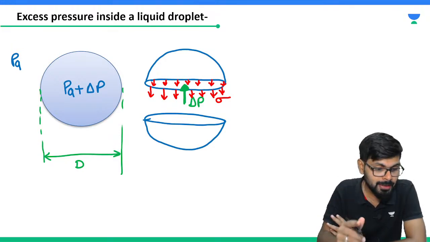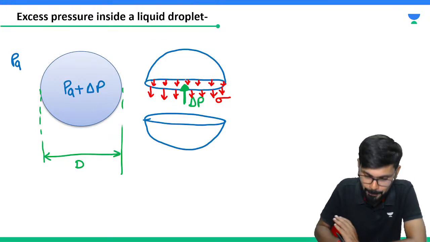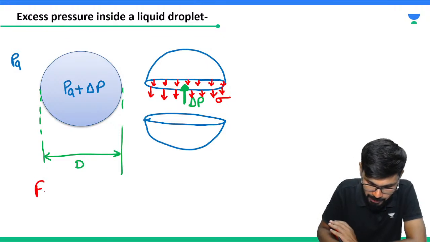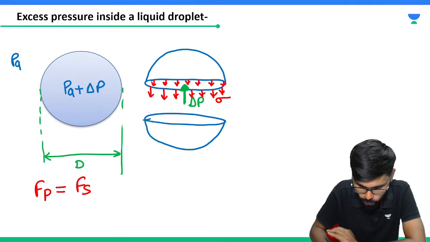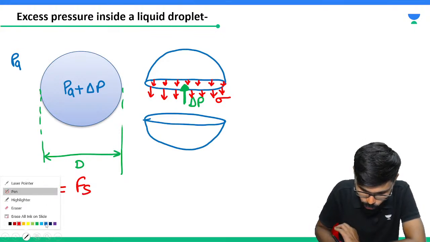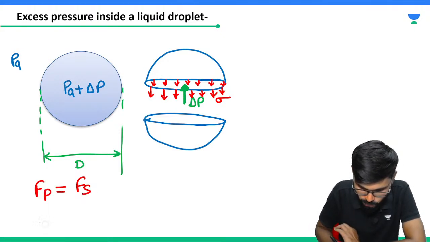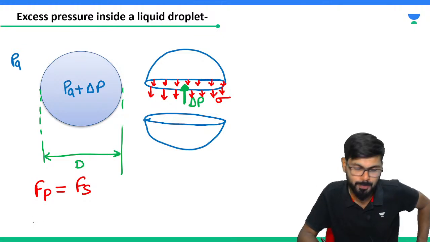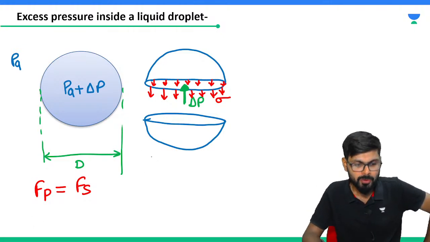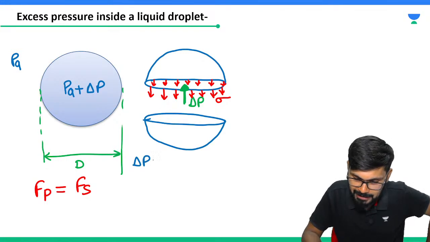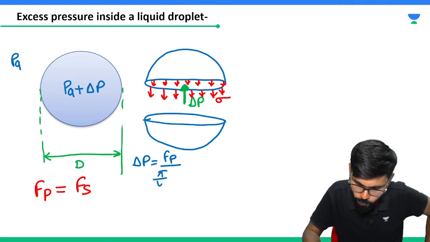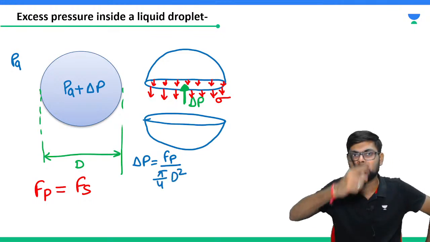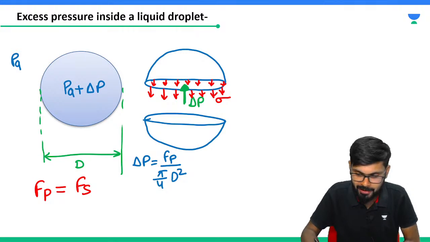So whatever extra pressure force is there, that is going to be balanced by surface tension force. Pressure force is going to be balanced by surface tension force. Sir, what is pressure force? Very simple. Delta P can be written as Fp, the pressure force, divided by pi by 4 d square, because it acts on the area.